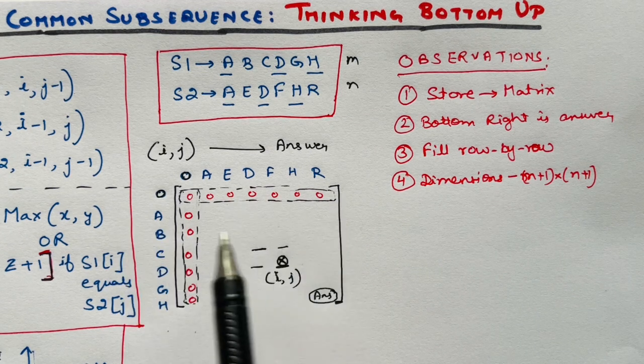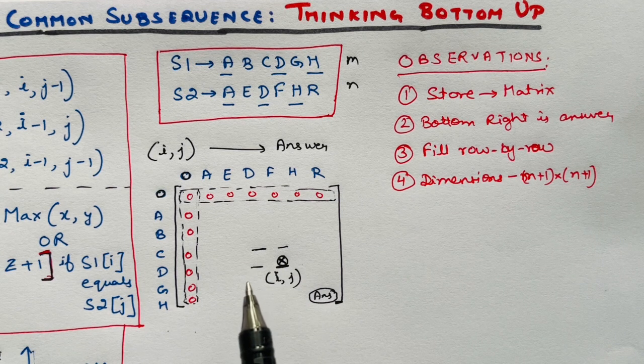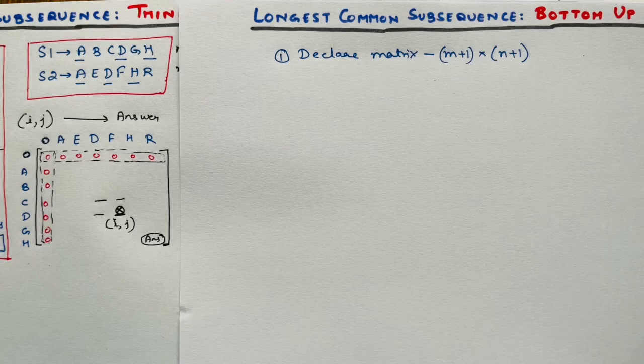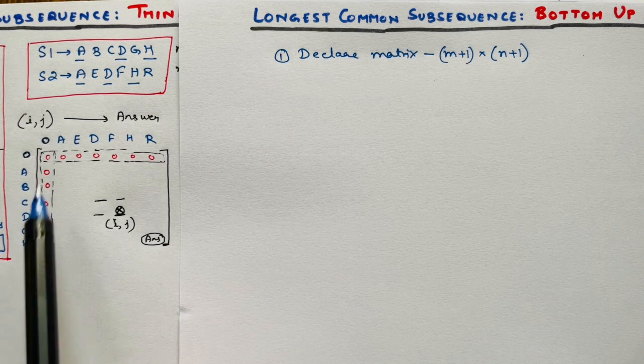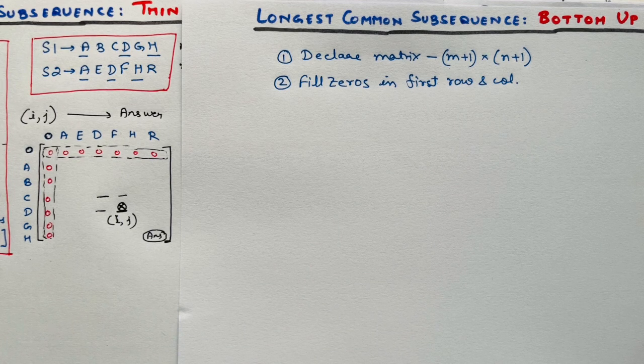How do we start filling the matrix? How do we fill any particular element using previous elements? And what will be our final answer? So we have everything that we need to write our algorithm. So let us now try to write the algorithm. What will be the first step of our algorithm? We will first declare a matrix of size m plus 1 and n plus 1. Then we will fill zeros in the first row and first column. Now our aim is to fill the whole matrix. To fill the whole matrix, we have to fill it row wise as we decided.